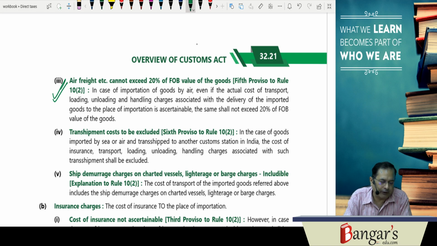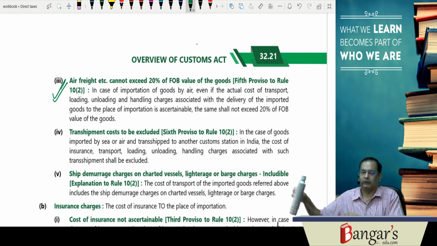If actual air freight exceeds what? 20% of the customs FOB value, it will be restricted to what? The 20% of the customs FOB value.